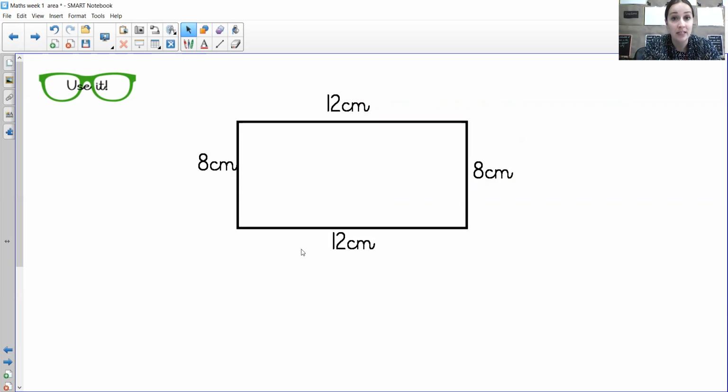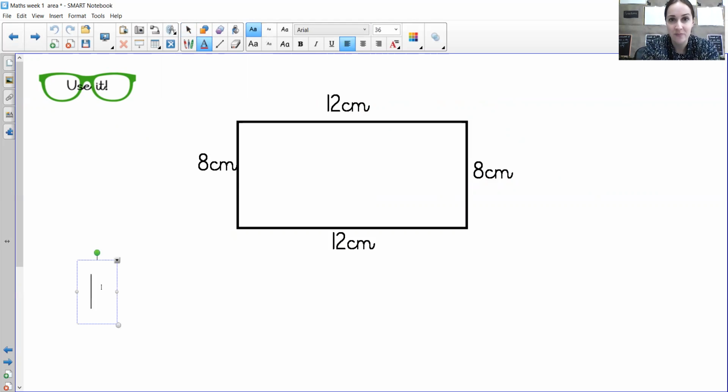Okay, so here on my screen then I have a rectangle for you, and I would like you to work out the perimeter and the area. Make sure you get them the right way around. Pause the video and off you go. Okay, hopefully you've managed to do that then.